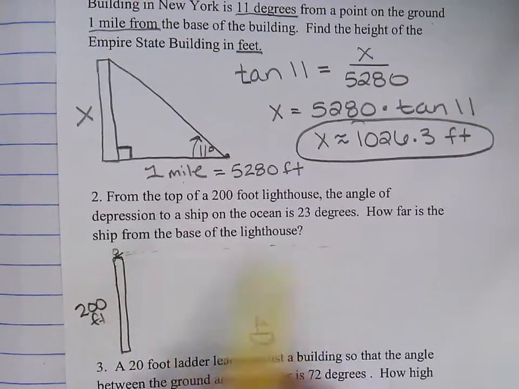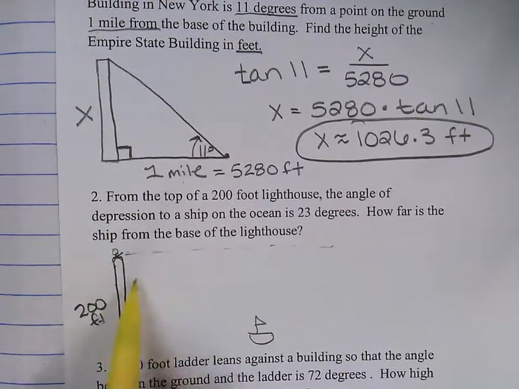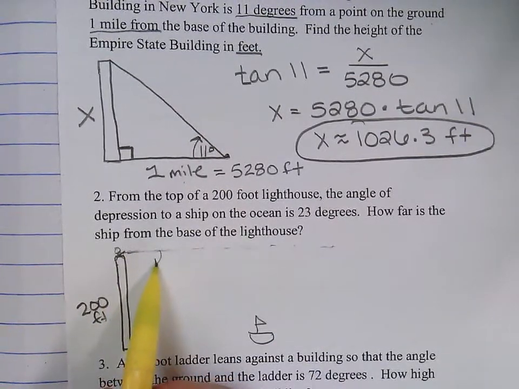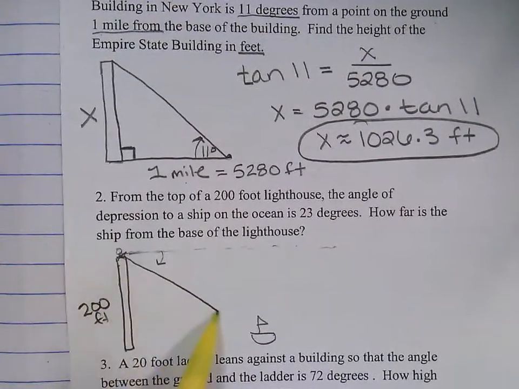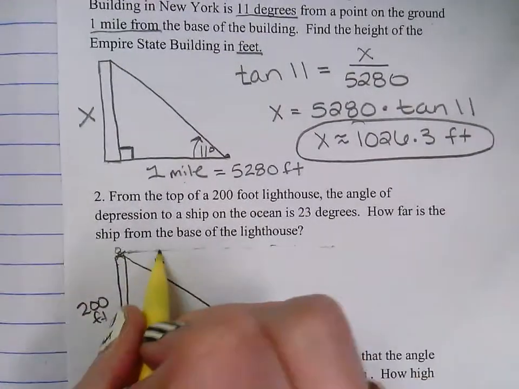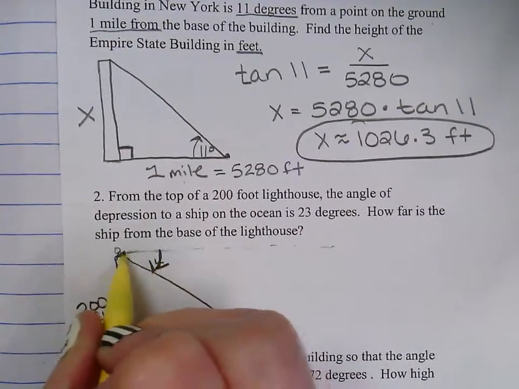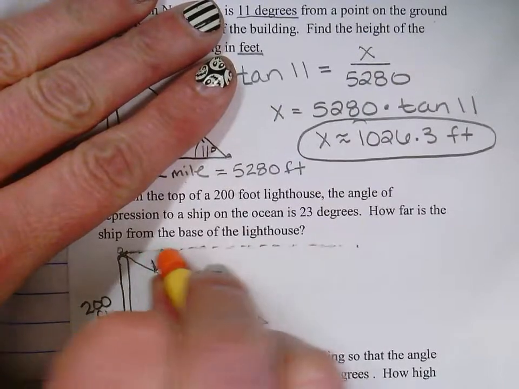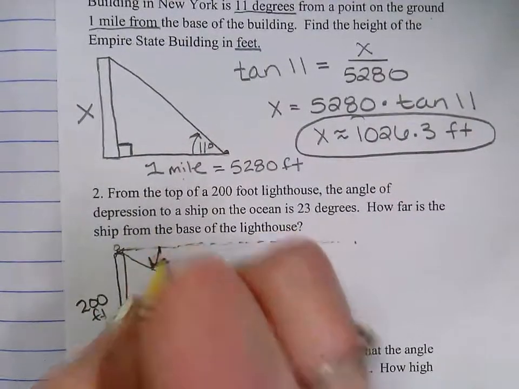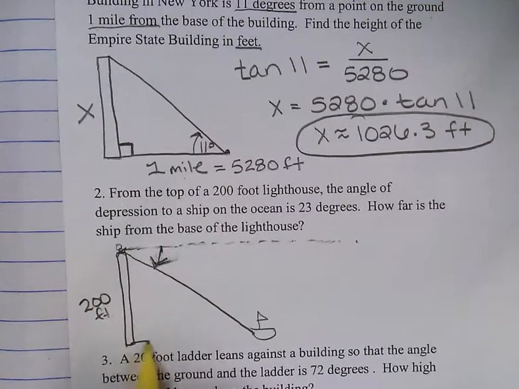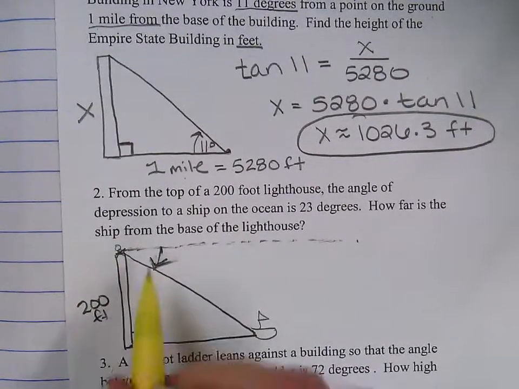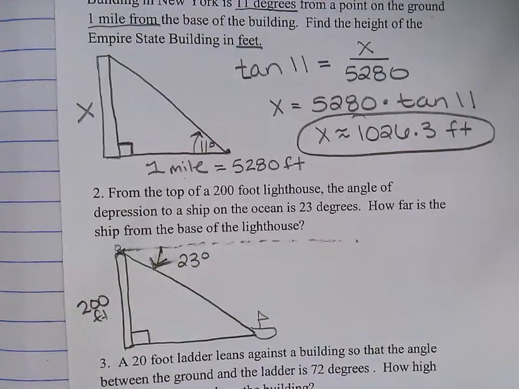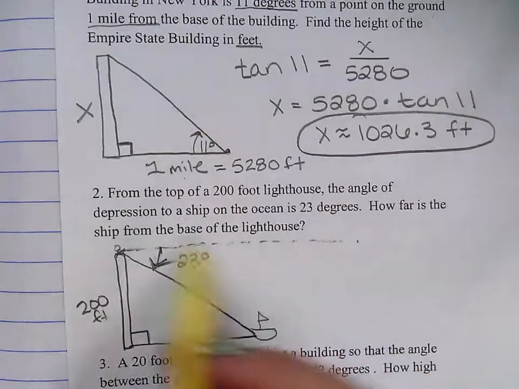Now, the person at the top of the lighthouse, if he were to look straight out, here's his line of sight, right? But he is going to take his eyes and he is going to start looking down to the ship. So here, we kind of want to draw in this line of sight. That's supposed to be a down arrow. And then we've got this distance here. So his angle of depression, it says, is 23 degrees. And it wants to know how far is the ship from the base of the lighthouse.